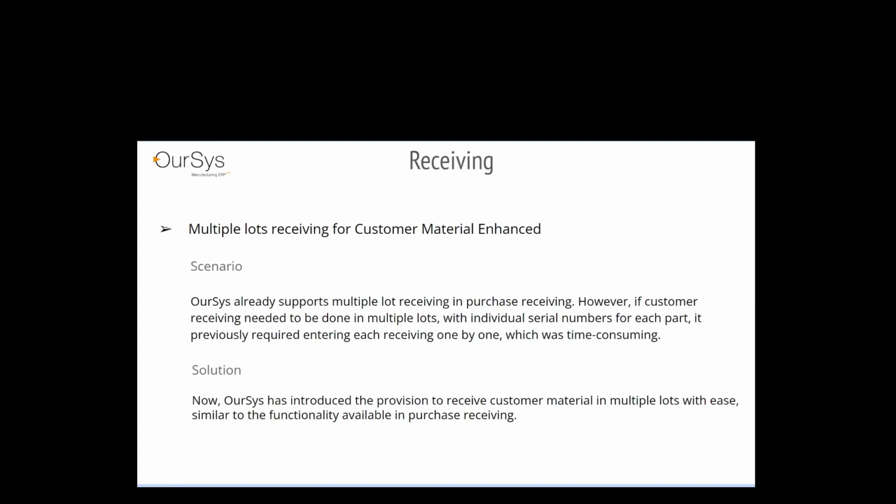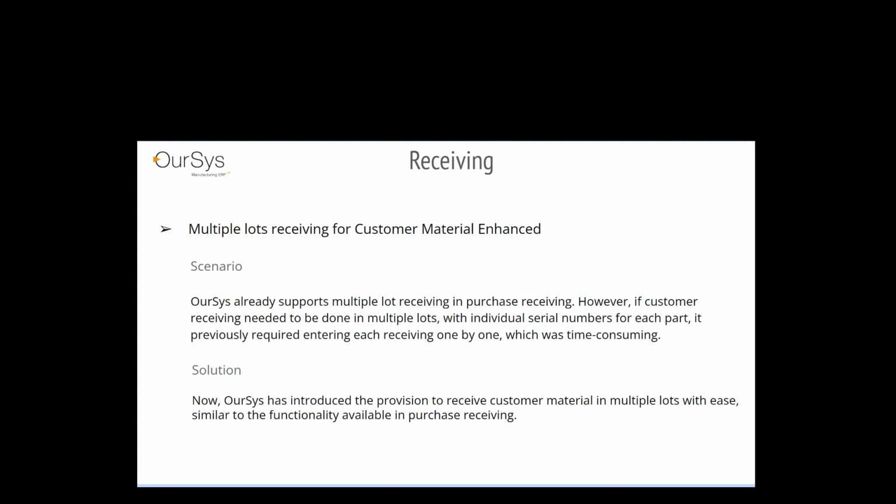I guess there was a technical issue with my voice, so let me explain the feature again. In OurSys, there is already a feature to receive goods in multiple lots for purchase receiving. But if customer material needs to be received in multiple lots, for example, there is an individual serial number for each part, then it is only possible by receiving each item one by one, which took a lot of time for the store person to enter.